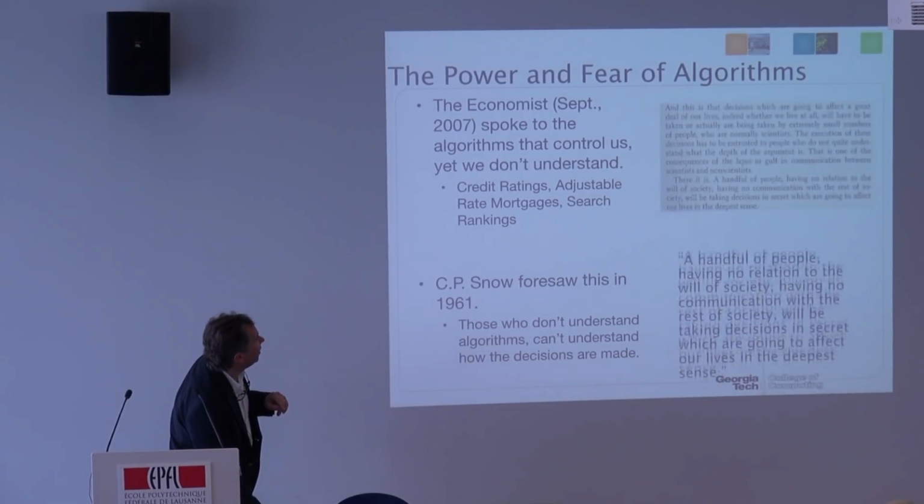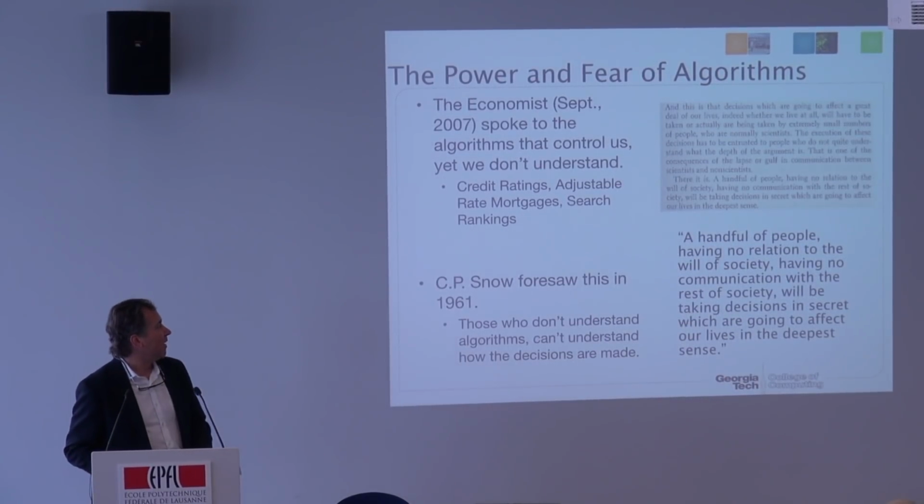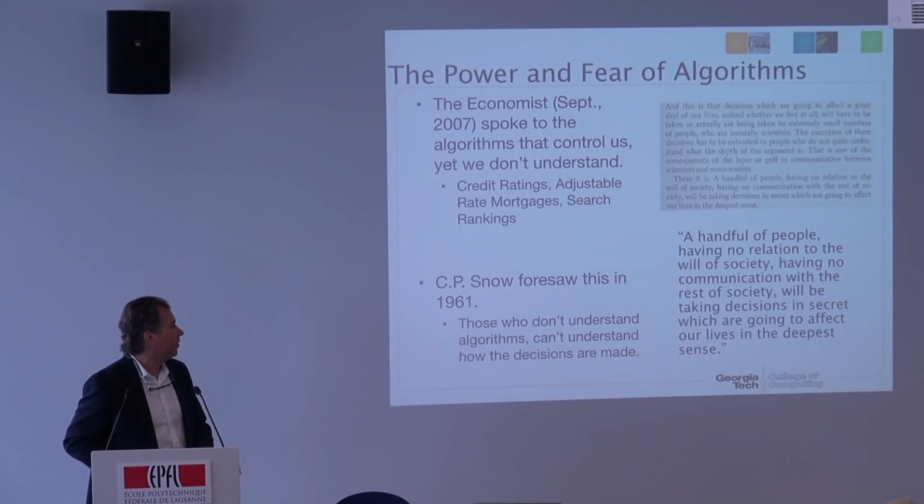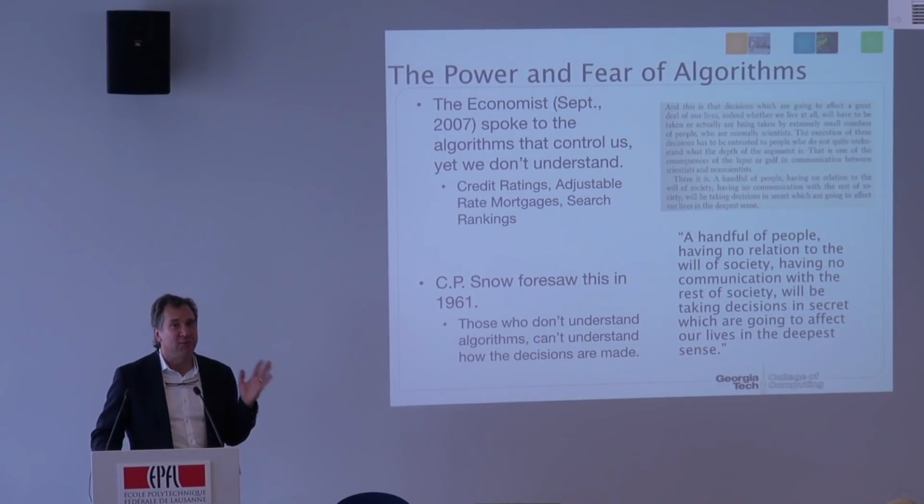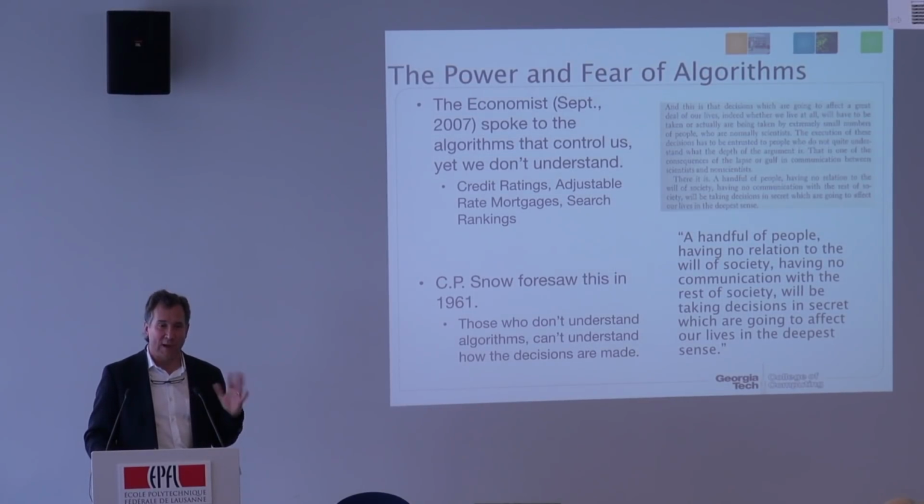And in particular, he argued, a handful of people, having no relation to the will of society, having no communication with the rest of society, will be taking decisions in secret which are going to affect our lives in the deepest sense, which is amazingly prescient for 1961 for recognizing how algorithms were going to be developed and how that was going to be influencing our lives.